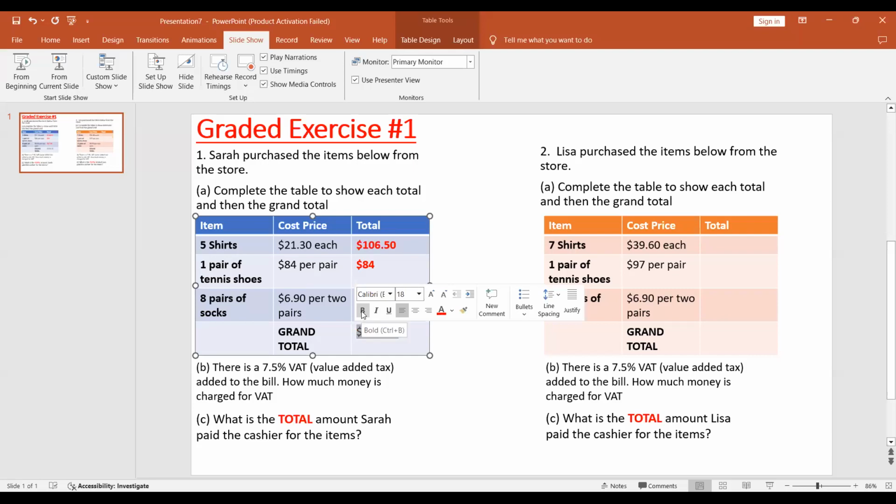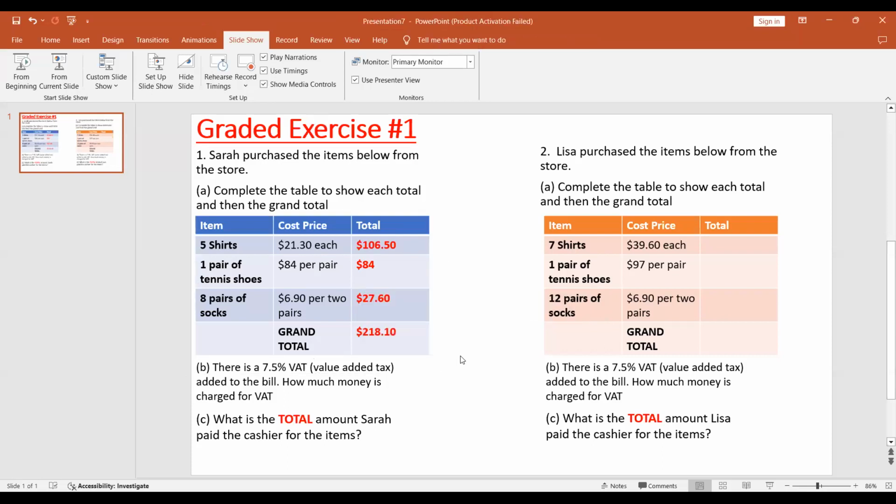$218.10. How many persons got the grand total? I did. Very good. Now we want to do 7.5% VAT. How much money is charged for VAT? My final answer, I got $16.35.